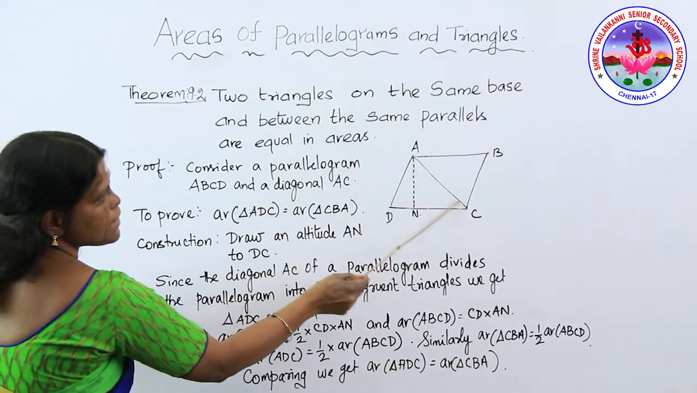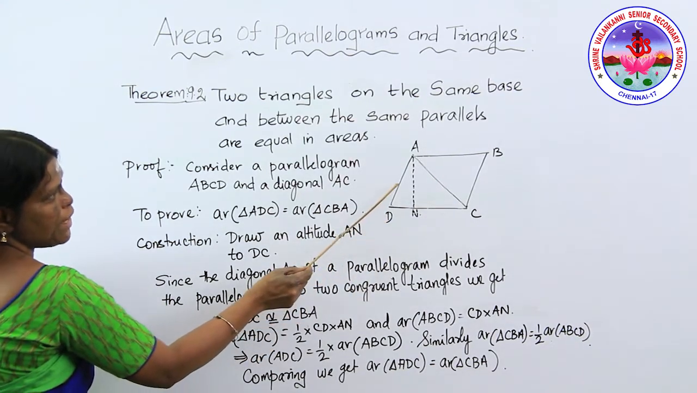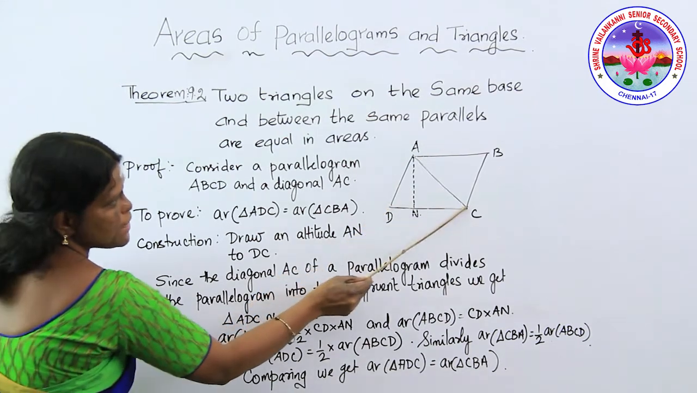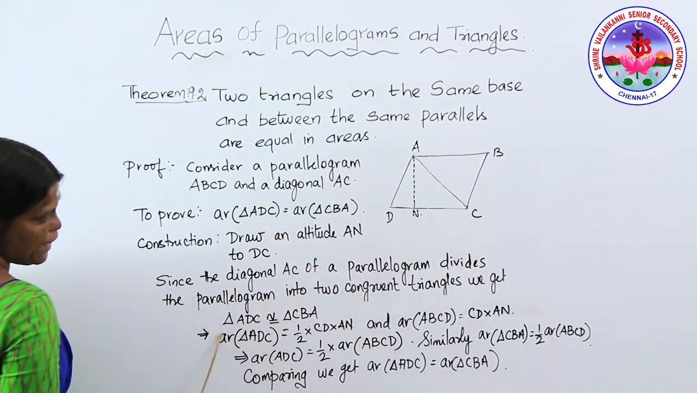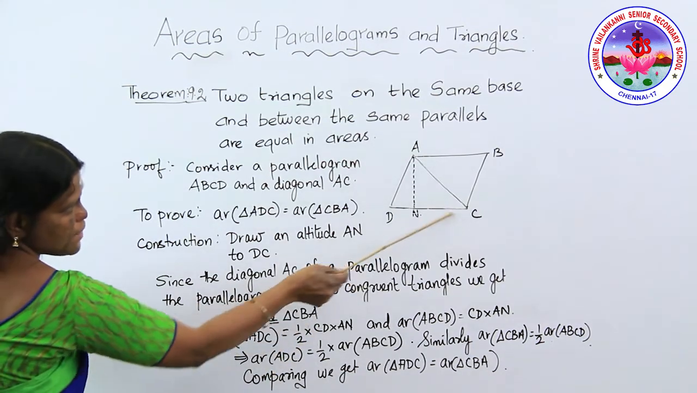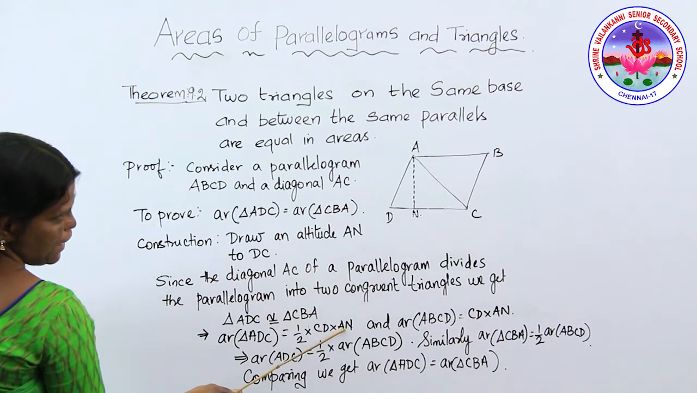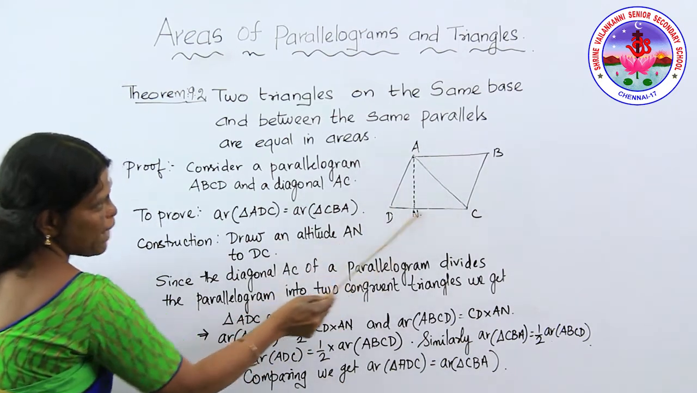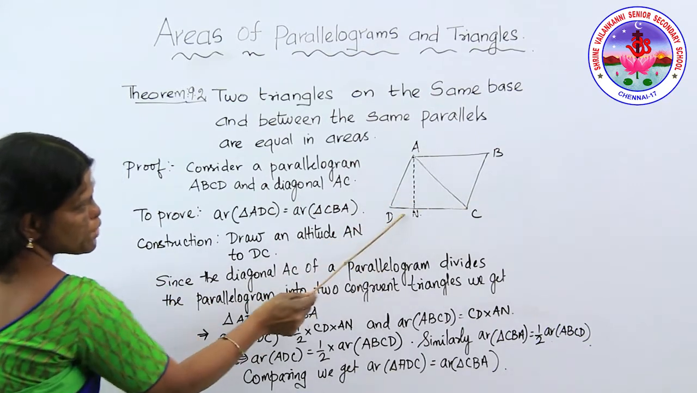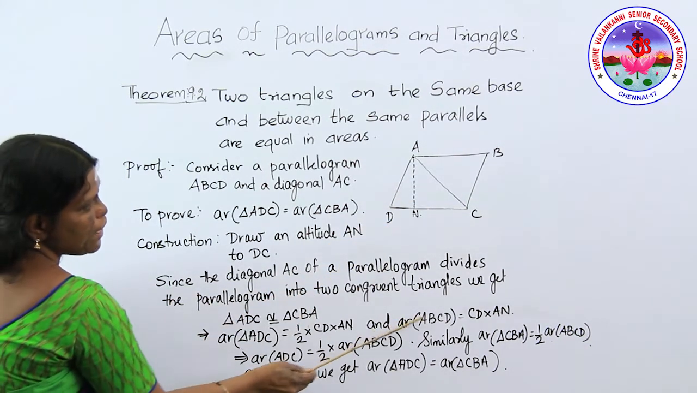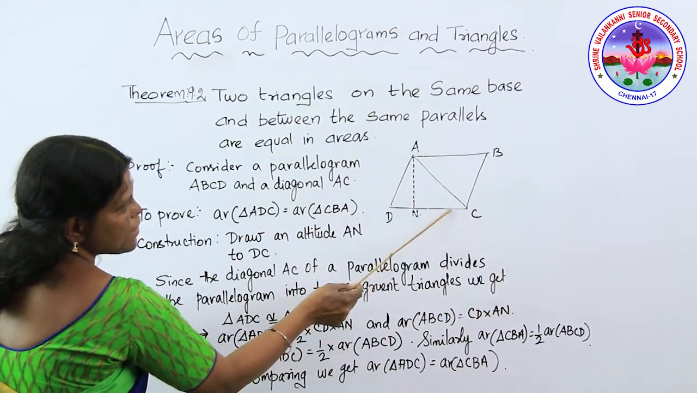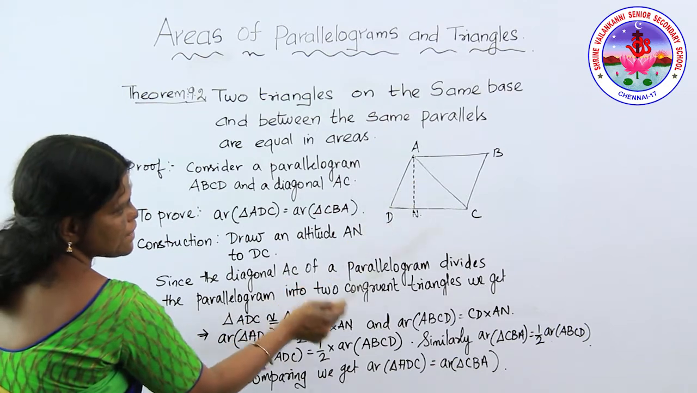Now let us consider this triangle ADC, where the area of the triangle will be half into base into height. So I am writing area of ADC is equal to half into base CD into altitude AN. Now if you go for the full parallelogram, the altitude will be the same for the parallelogram also. So the area of the parallelogram, whose formula is base into height, I consider the base as CD and height as AN.